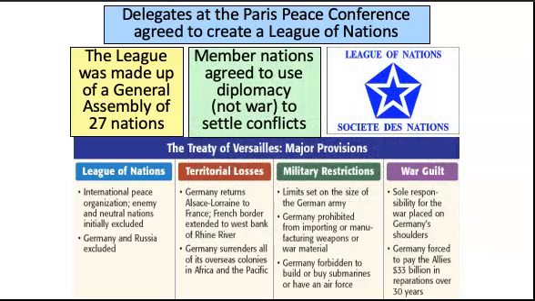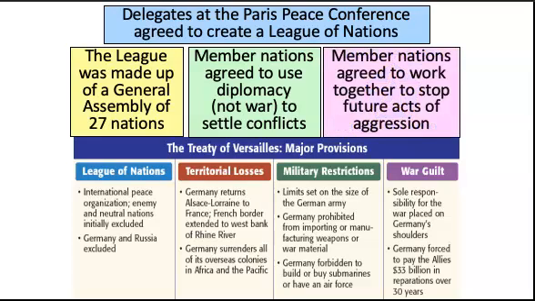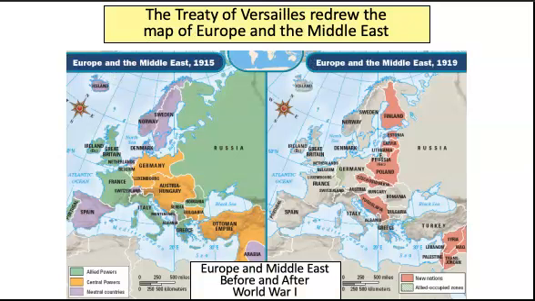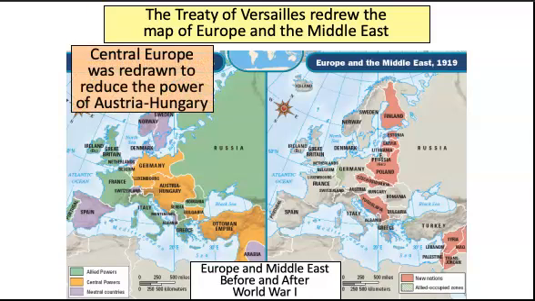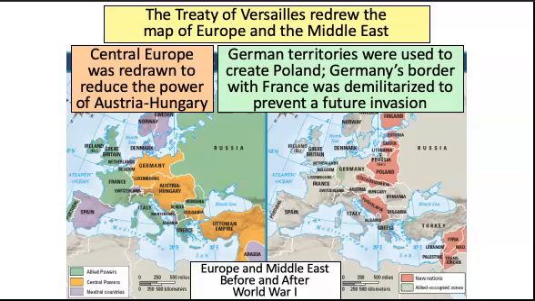Members agreed to use diplomacy, not war, to settle conflicts, and they also agreed to work together to stop future acts of aggression. In addition, the Treaty of Versailles redrew the map of Europe and the Middle East. Central Europe was redrawn to reduce the power of Austria-Hungary, and German territories were used to create Poland. Germany's border with France was demilitarized as well to prevent future invasions.